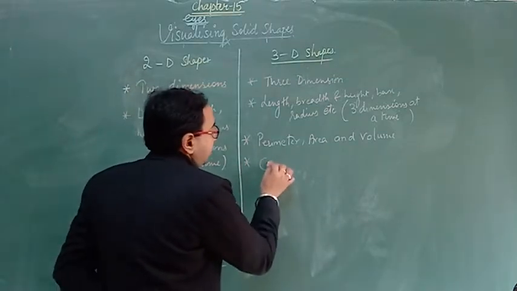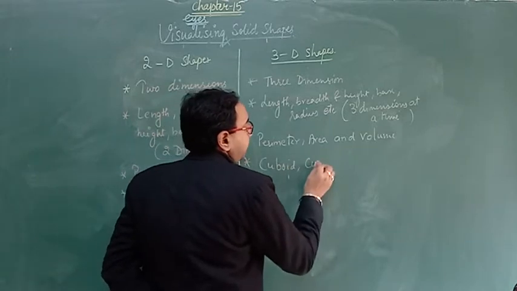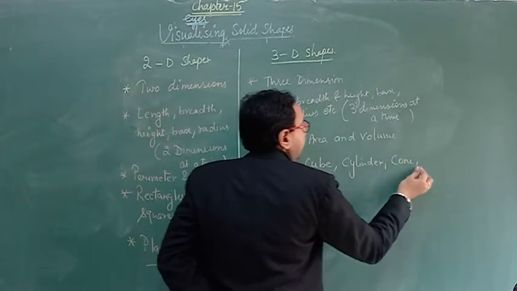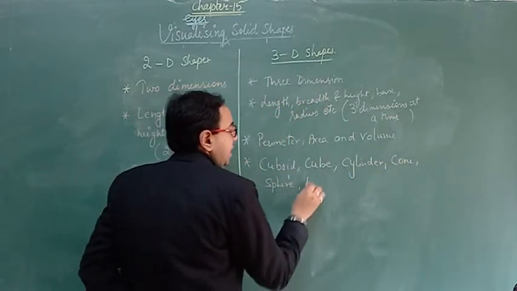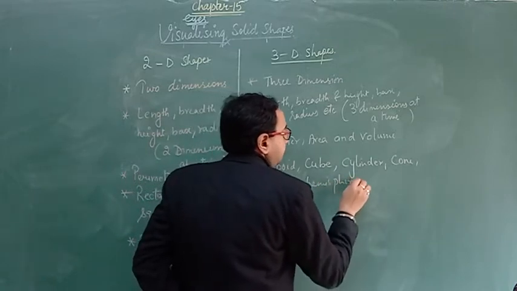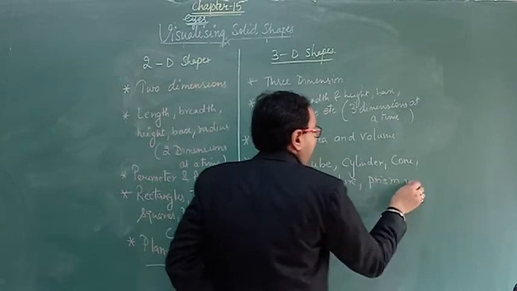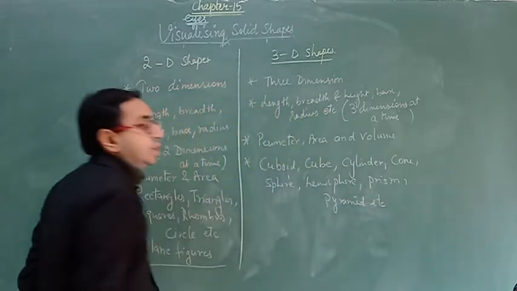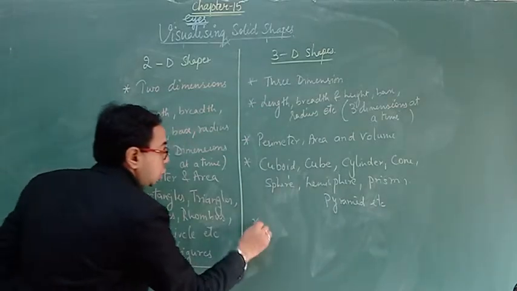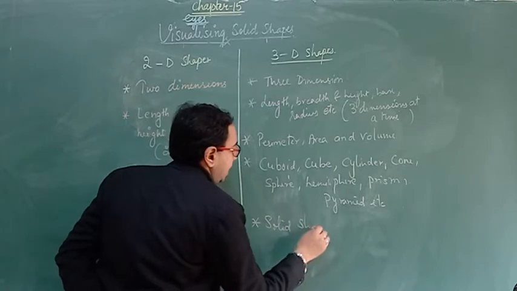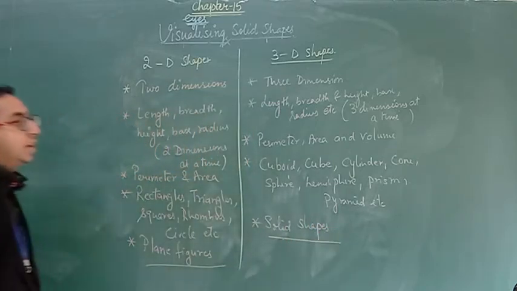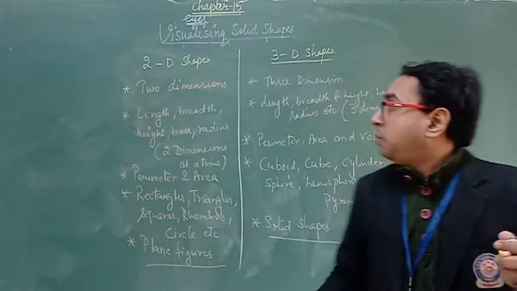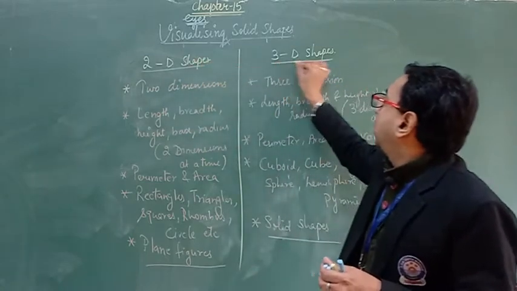Next, examples. We'll be starting with cuboid, cube, cylinder, cone, sphere, hemisphere, prism, pyramids, etc. are the examples of 3D shapes. They are known as solid shapes. 3D shapes are known as solid shapes. Are we clear with the differences? These are the important differences between 2D and 3D shapes. Very, very important. You must know 2D and 3D shapes.